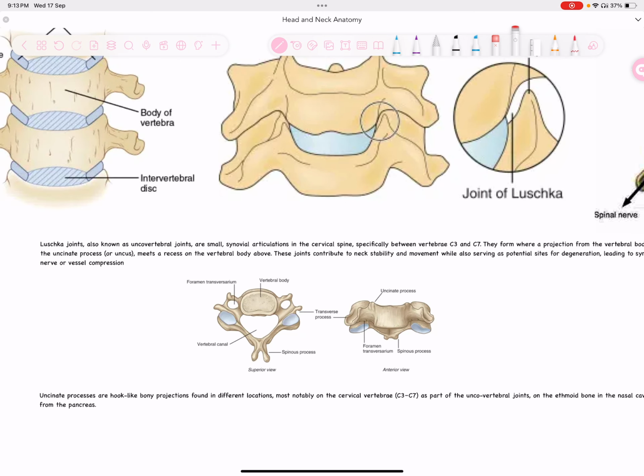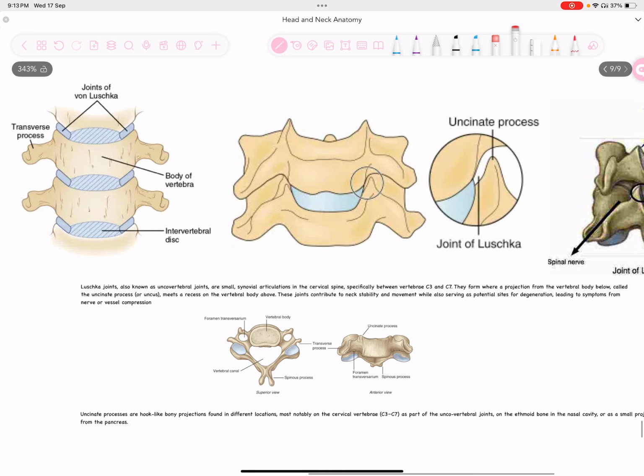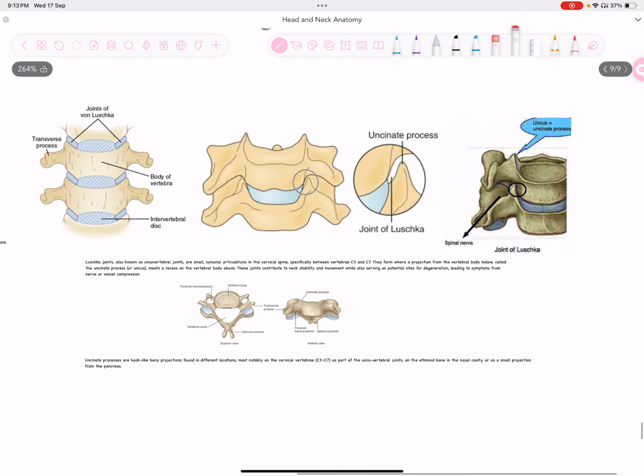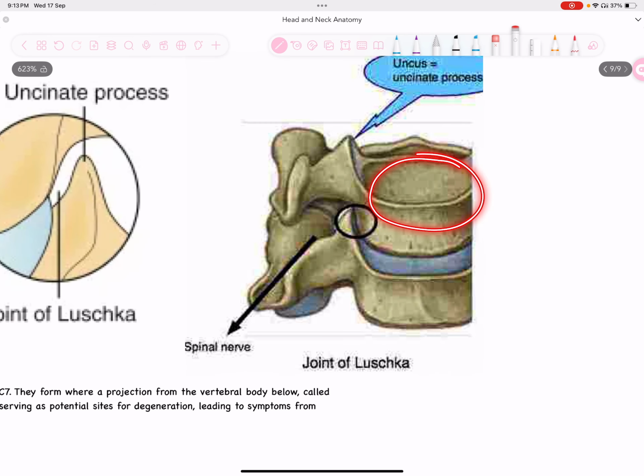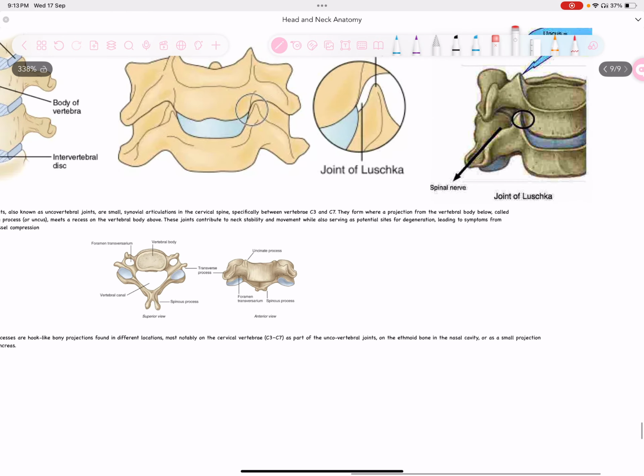Now, here we've seen two new words. One is Luschka joint and the other is the uncinate process. So what exactly is an uncinate process? So here you can see this is the vertebral body, right? This is the vertebral body. So on top of the vertebral body, remember in the previous videos I told you about the lips. So these lips are basically uncinate processes. They're basically hook-like. So again, this is the vertebral body. So this is the lip, which is the uncinate process, uncus.